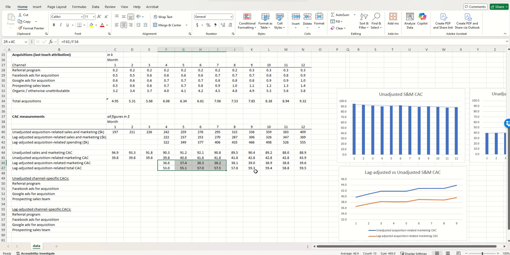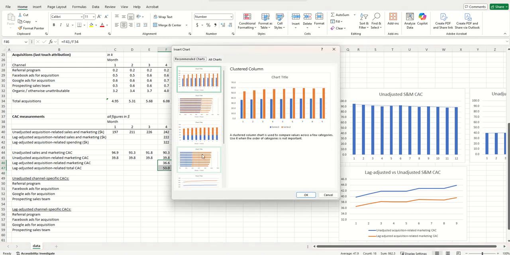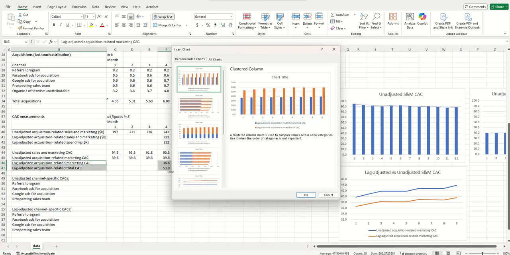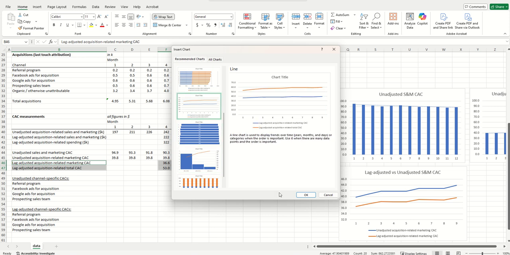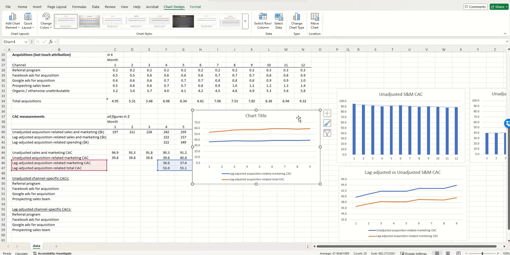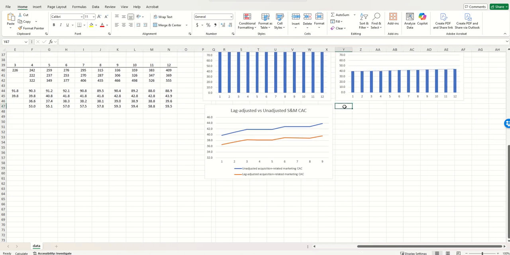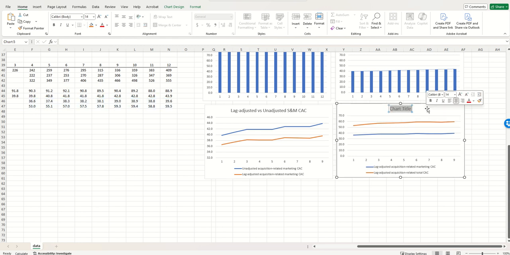There you go. And as you'd expect, this will be higher than the lag adjusted acquisition related marketing spend that we see over here. Maybe what I'll do is add these labels in just to make the graph similar to the one that we have over here. So let me just pull this here. So again, this is lag adjusted sales and marketing versus total CAC.